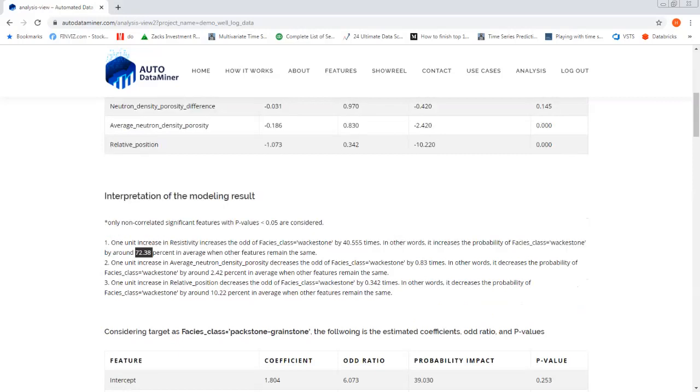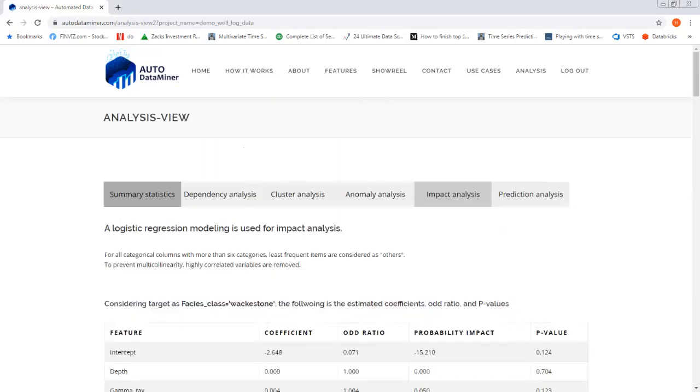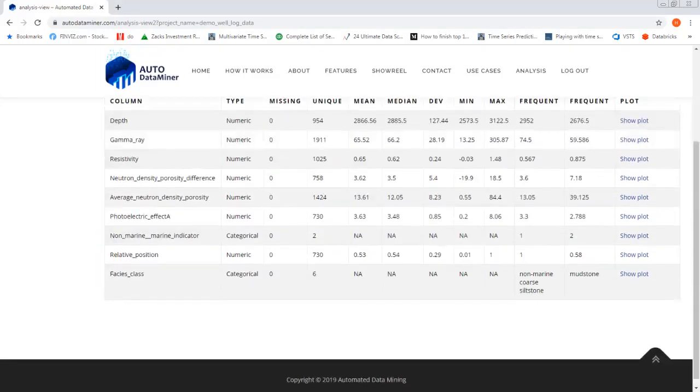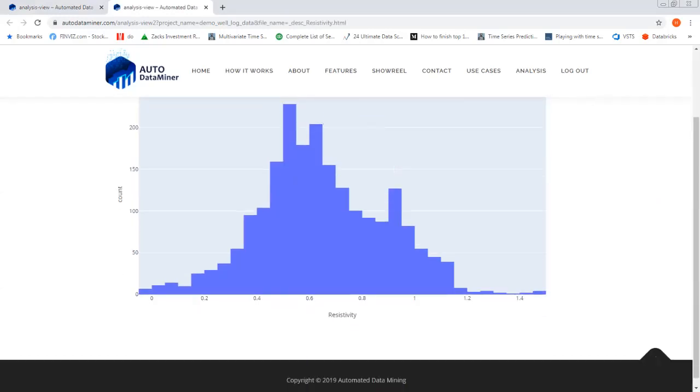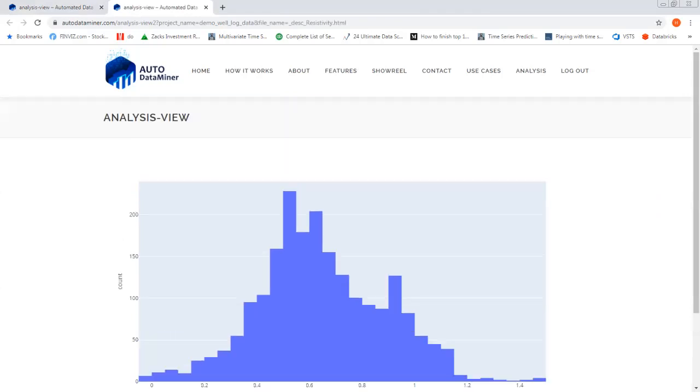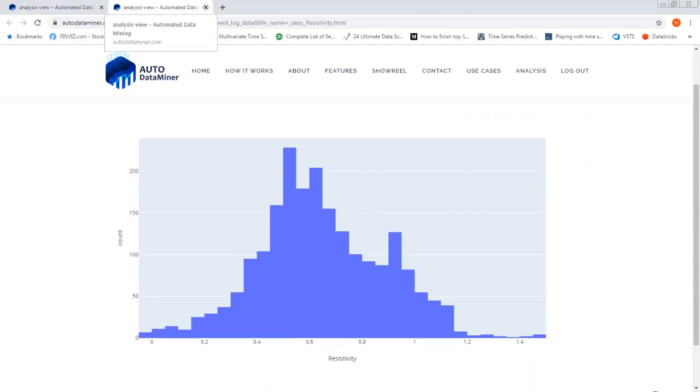It's huge. But don't forget, one unit increase for resistivity is a lot, because if I go back to the summary stats and go to resistivity, it's not a big number. It's something between 0 and this value. So usually 1 unit is a lot, and it's definitely going to change things. It's going to really increase the chance of being Wackestone by 72%.